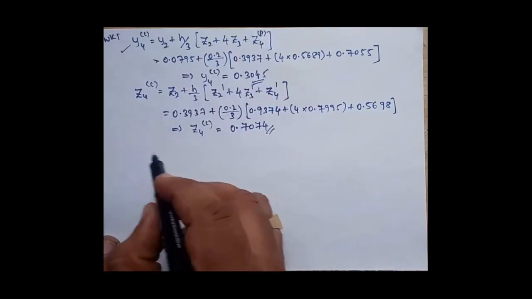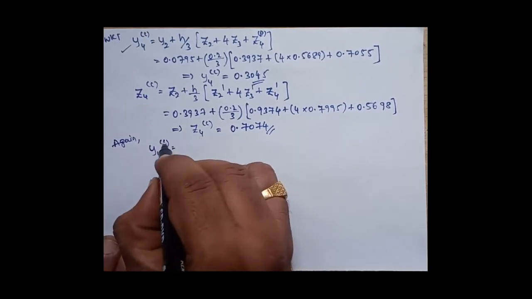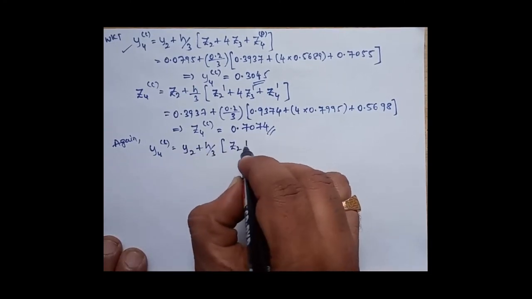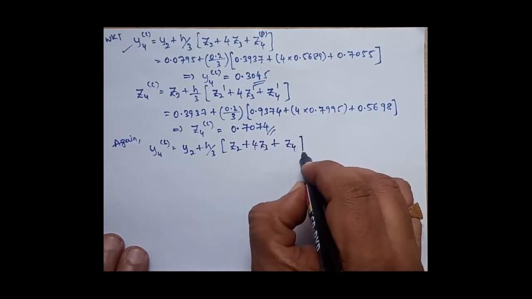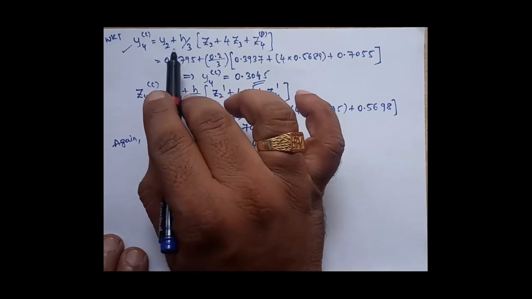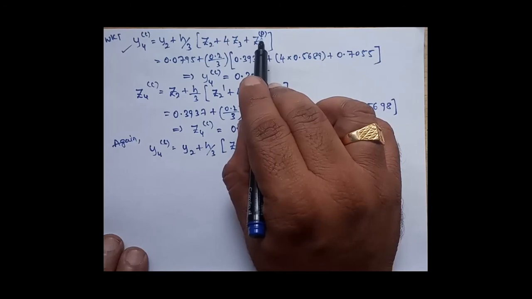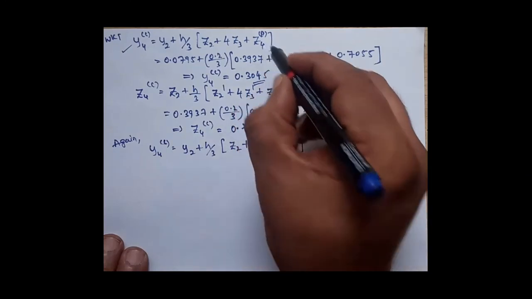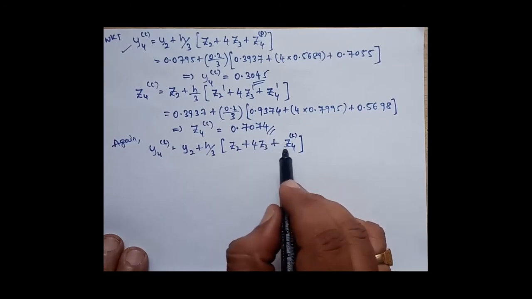So let us repeat this again. y4 power c equals, the formula I'll repeat: y2 plus h by 3 into z2 plus 4z3 plus z4. This is the formula. What is the difference in the second-time corrector formula? In the first time, while substituting z4, I used the predicted value. But in the second time, for z4, I'll use this corrector value. So instead of p, I'll take c.